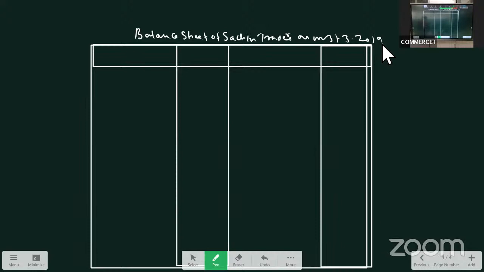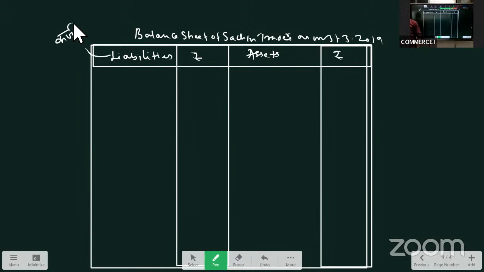What are the items which we left while we were preparing the trading and P&L account? Those will appear. So what is this left hand side? This is our liabilities. Liabilities are the obligations. हमारे फॉर्म के कर्ज है ये, कर्ज, which we have to pay to outsiders. So let us begin with what all items we have left.